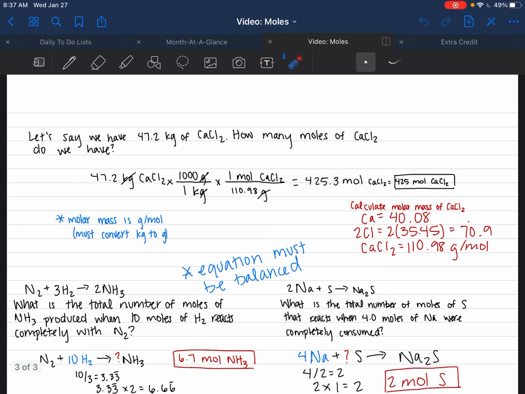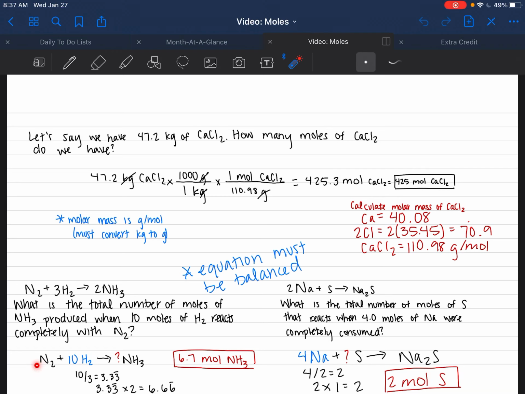So we can also look at this another way. If we have an equation like this one, and notice here it says the equation must be balanced, we can do a little mole conversion. So this question says, what is the total number of moles of NH3 produced when 10 moles of hydrogen gas reacts completely with N2? So notice we've already balanced it out. We've been given this balanced equation, and we want to find how much NH3 we have if this H2 has a coefficient of 10 in the front.